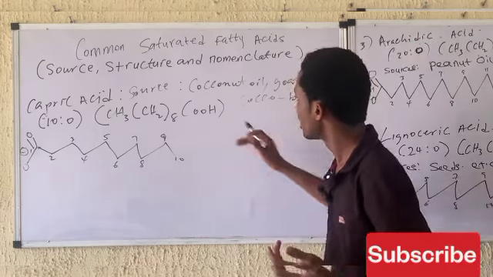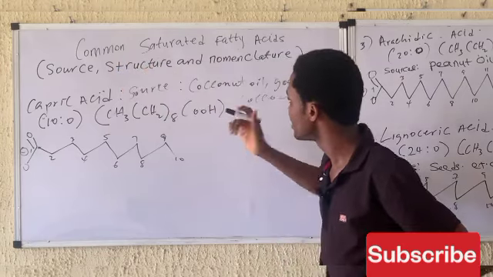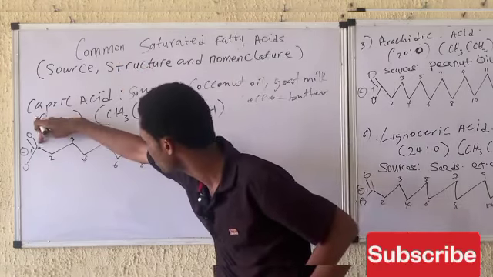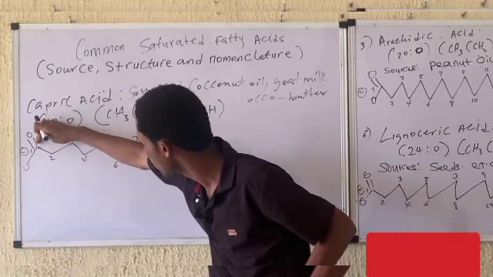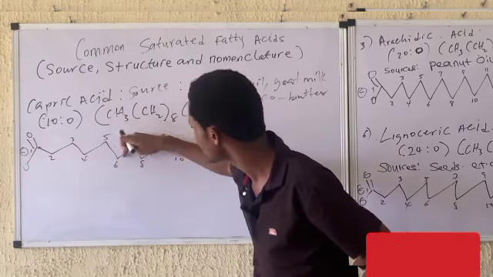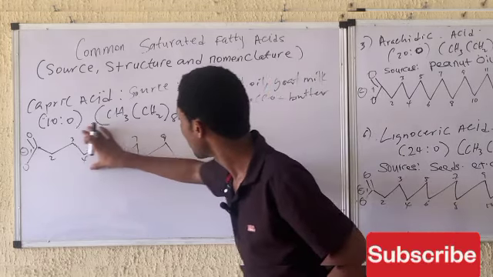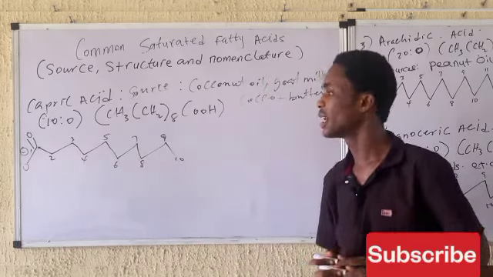So now, after the source, we go straight to the structure. The structure of capric acid is, remember we started our counting from the first group, which is the COOH: 1, 2, 3, 4, 5, 6, 7, 8, 9, 10. So this is the structure of capric acid.